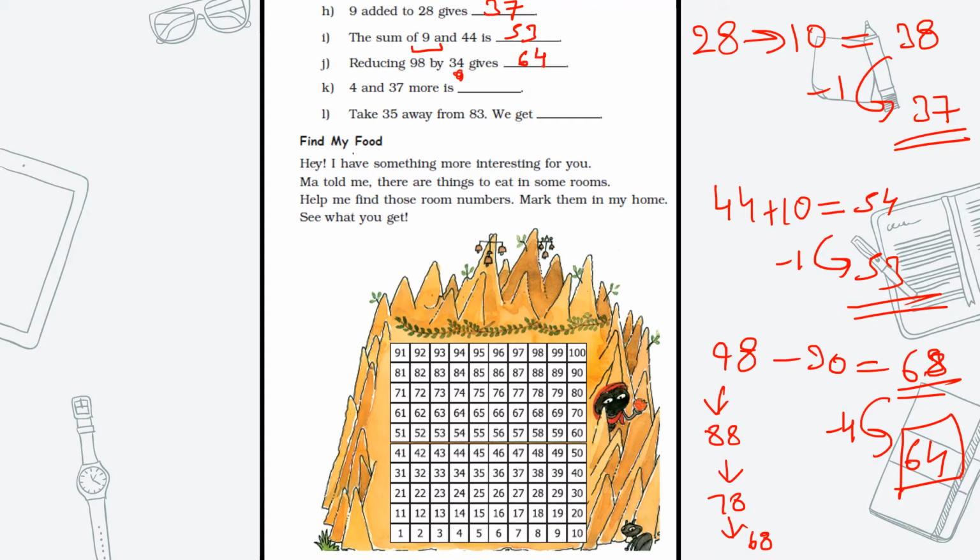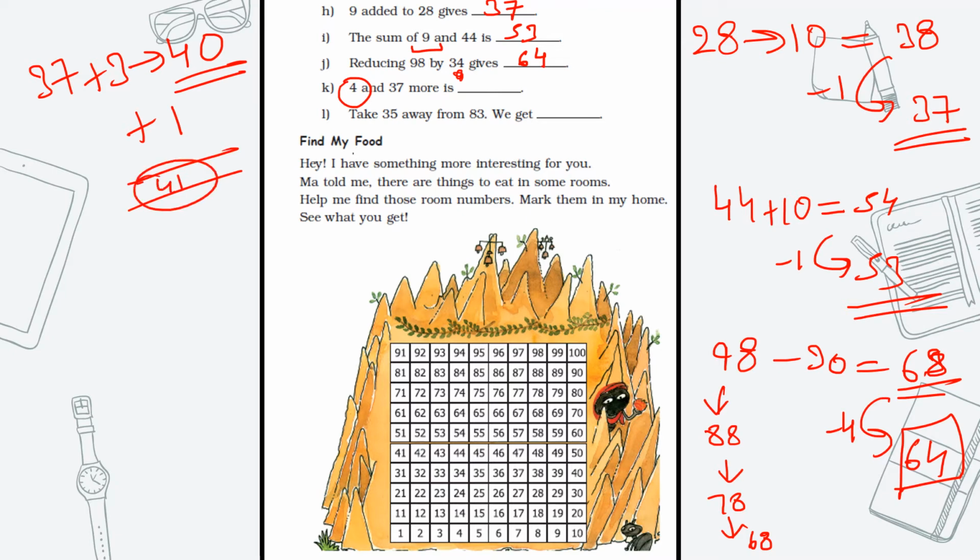Easy. Okay, 4 and 37 more is simple. Add 3 first because we know that when we add 3 to 37 we have 40. Now add 1 more because we had to add 4. So we will have 41 as our answer, right?